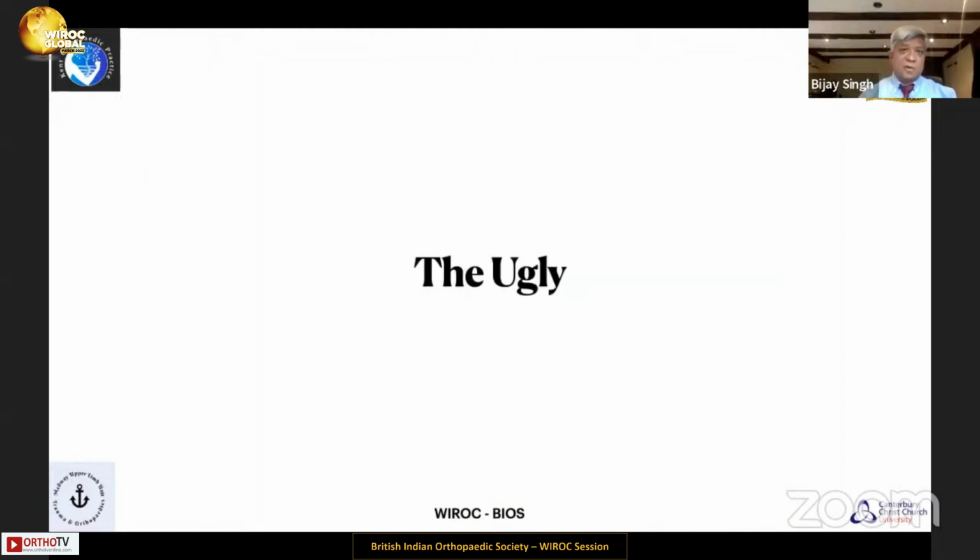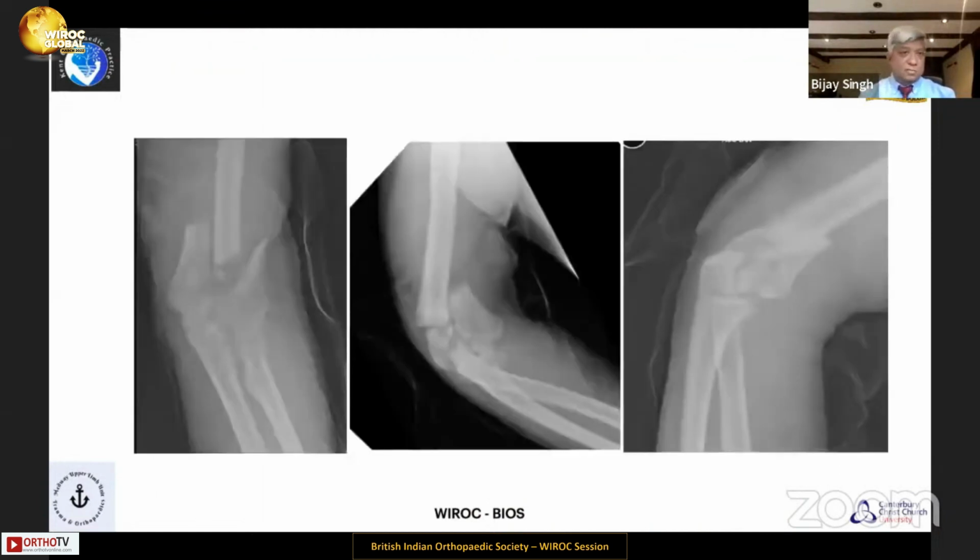The ugly fractures are the ones which cause the surgeon a headache. So this is that same example that I first showed you.